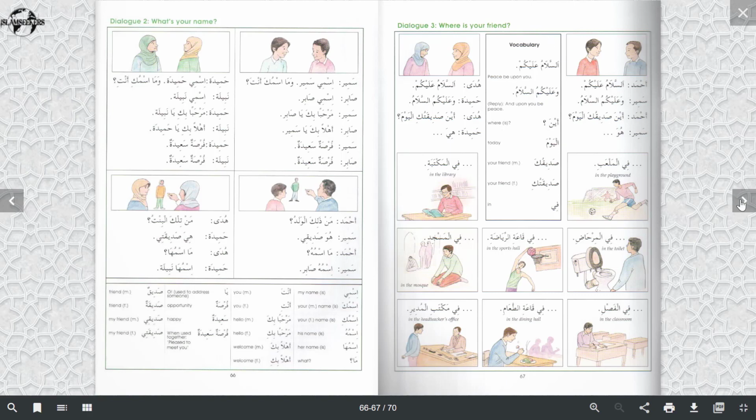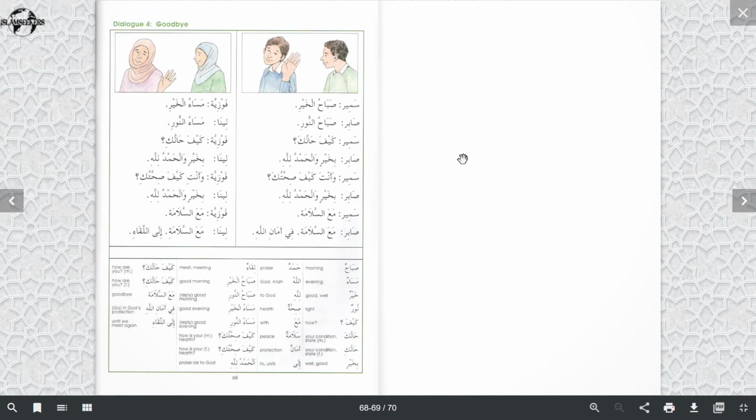Page 68. Dialogue 4. Goodbye. Samir. صباح الخير. Good morning. Sabir. صباح النور. Good morning. Samir. كيف حالك؟ How are you? صابر. بخير والحمد لله. Fine. Praise be to God. سمير. وأنت؟ كيف صحتك؟ And you? How is your health? صابر. بخير والحمد لله. Fine. Praise be to God. سمير. مع السلامة. Goodbye. صابر. مع السلامة. Goodbye. في أمان الله. In God's protection.